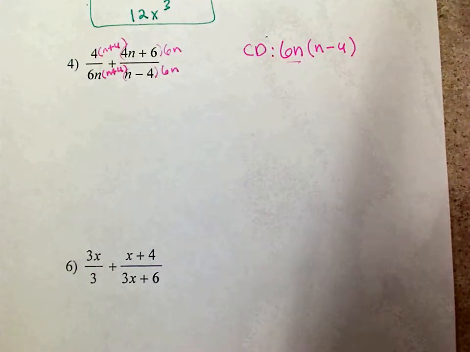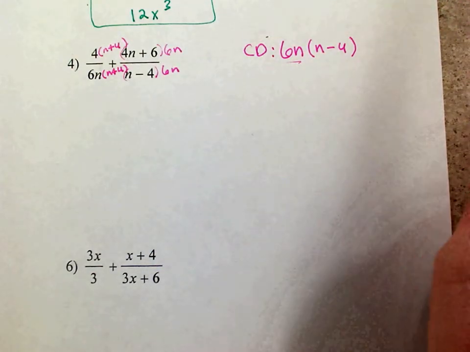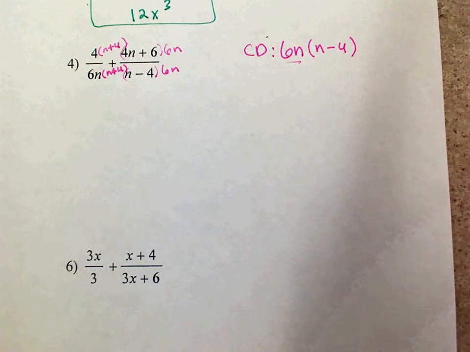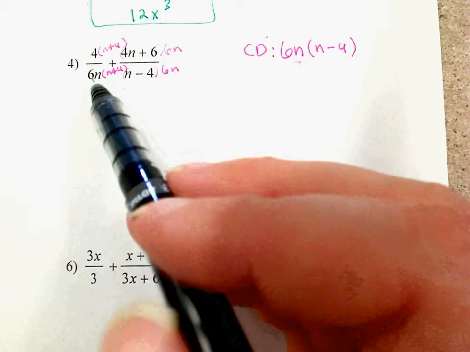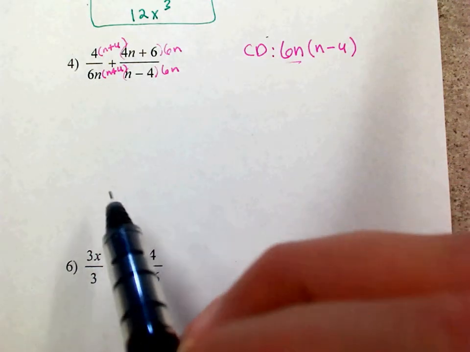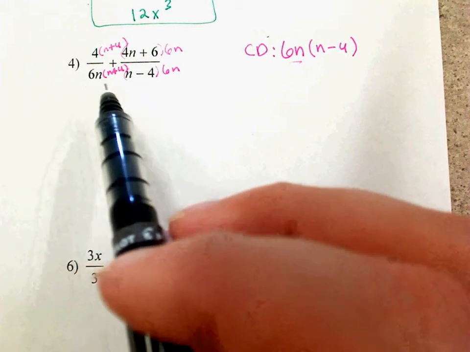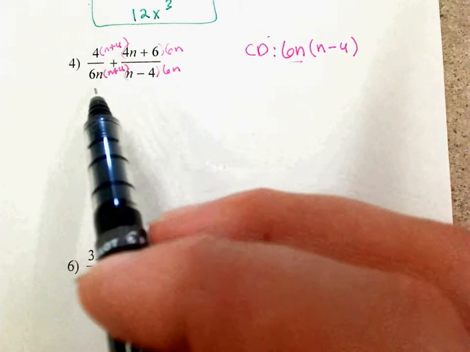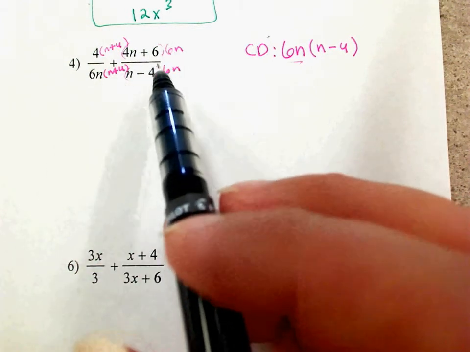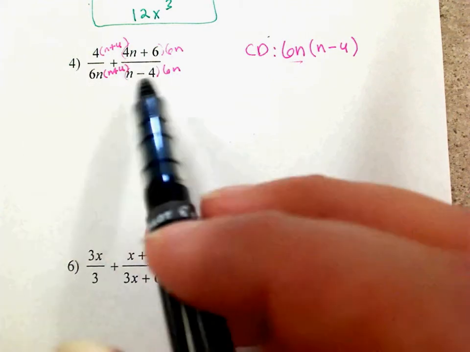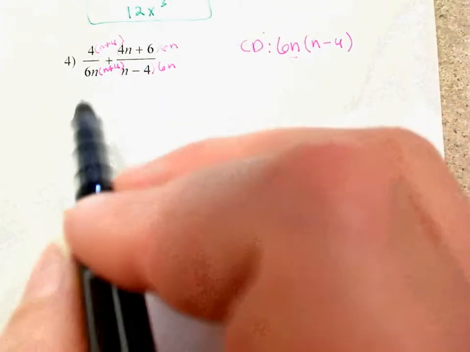Actually, we made it a little bit harder because what could I have done at the very beginning with 4 over 6n? I could have simplified it, right? 4 over 6, 2 over 3. Oh well. Because I don't need a 6, I just need a 3. I'm going to go ahead and do it like this, and then we can discuss the other way. So let's do 4, right?